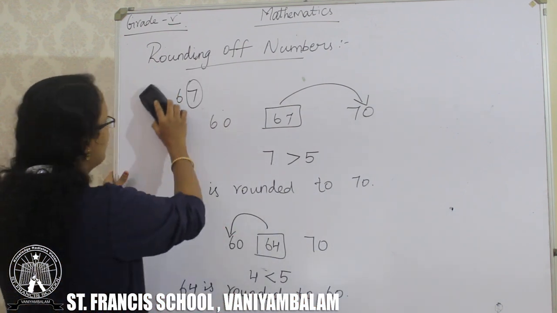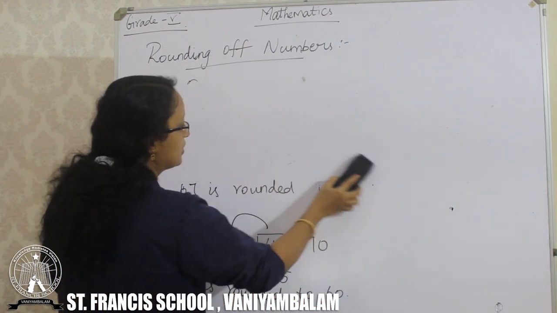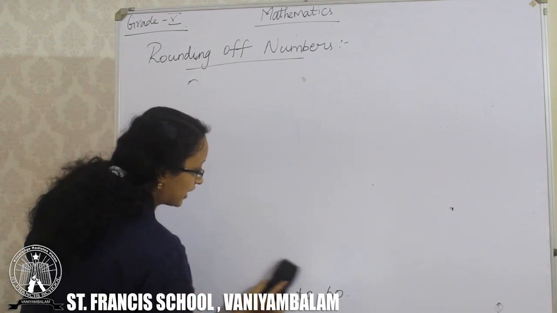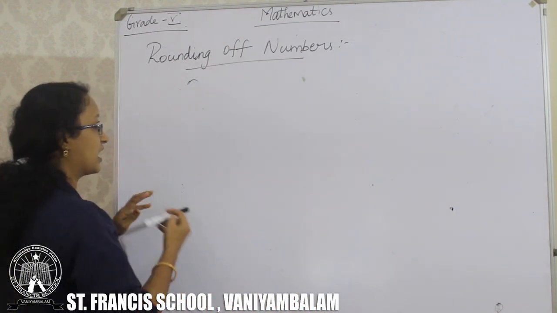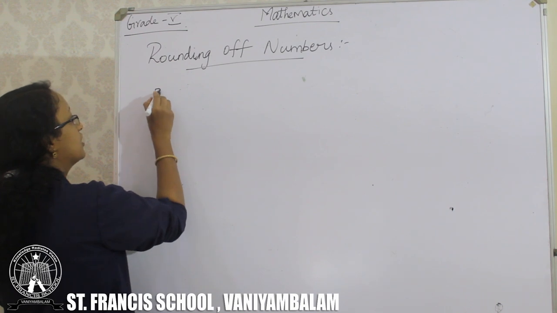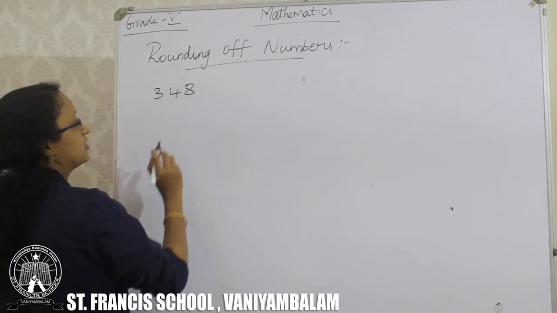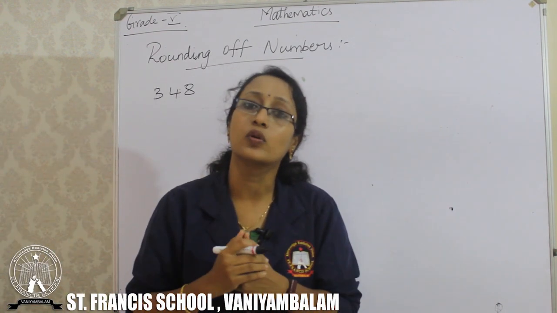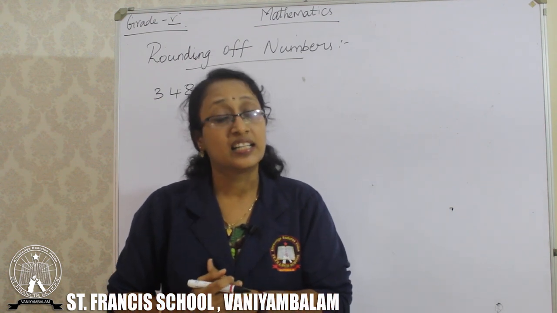So you know how to round off the numbers to the nearest tens. Let us see a 3-digit number. Suppose the number is 348. You have to round it off to nearest tens.